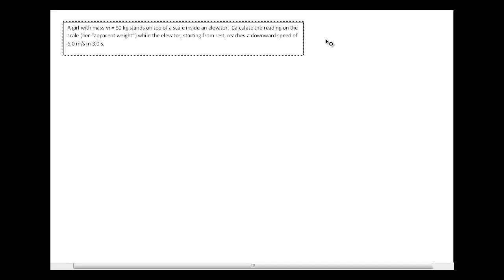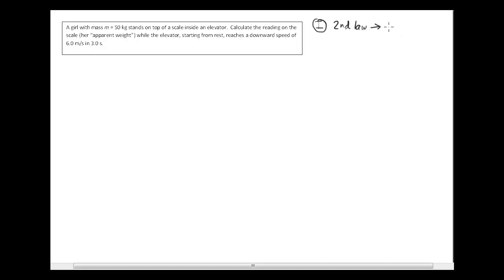So we need a sketch, right? We need to identify that this problem is a Newton's second law problem, right? We're going to use the second law because the problem deals with forces and accelerations, but we have an accelerating system.